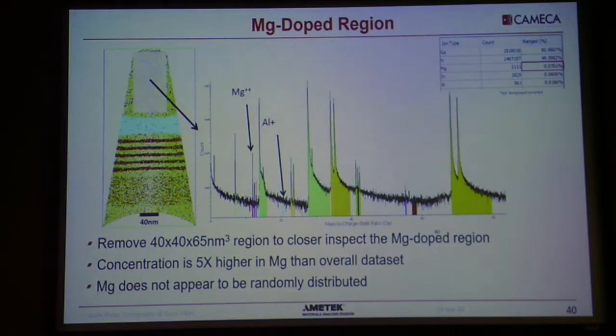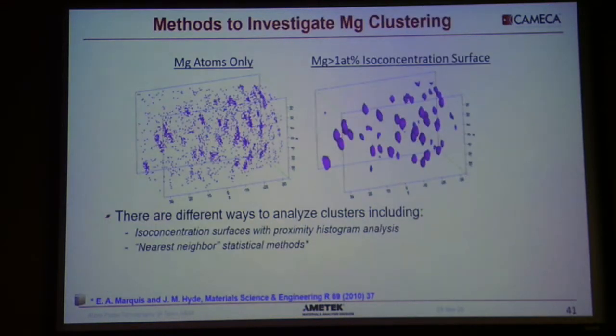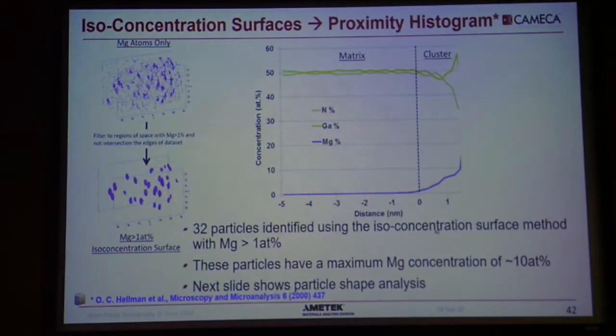So the magnesium here, on top of that, doesn't seem to be randomly distributed. Okay, if you look here, you have pockets where you have more magnesium than somewhere else. So for better visualization, we can use an isoconcentration surface for the magnesium, so that you see these pockets better. Okay? And you can analyze these clusters either using the isoconcentration surfaces or using a more sophisticated nearest neighbor statistical method.